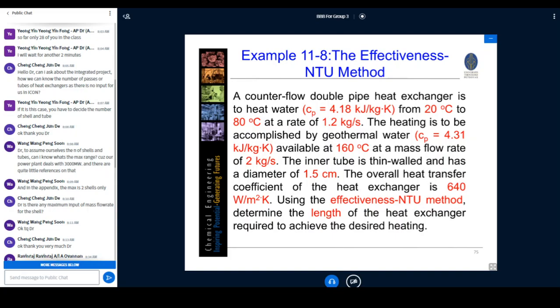Hi, students. Shall we continue with Example 11A? So to familiarize yourself with the effectiveness-NTU method, we read the question. Are you all with me, students? Can I get some response from you all?